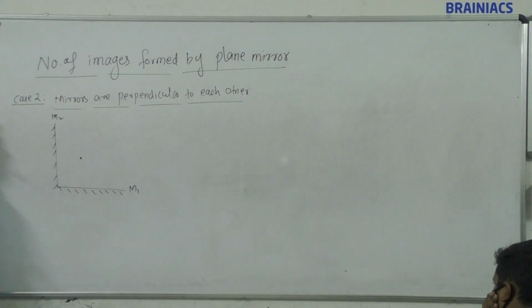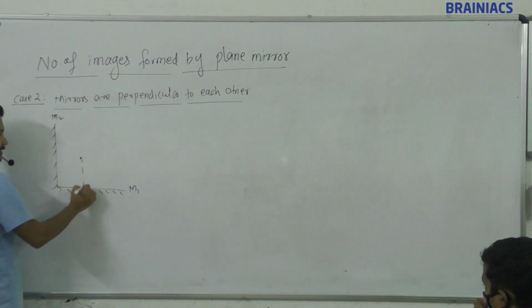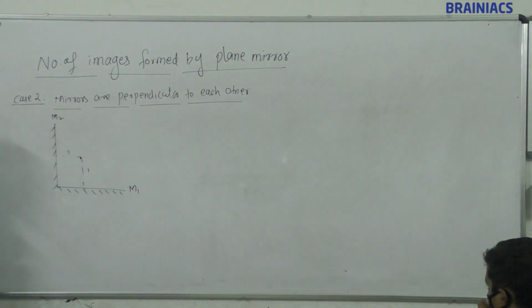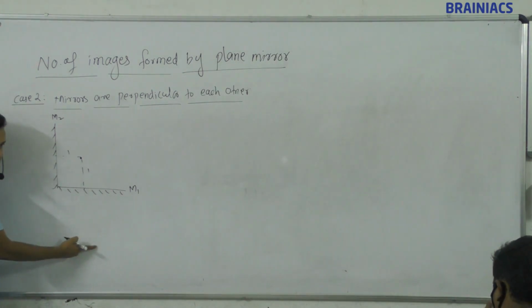What will happen? What have we learned so far? First, an object and an image. Correct? First, we look into the image. Suppose I am assuming the object is at 1 centimeter from here and the image is at 1 centimeter from here. It is just an assumption; you can take any value. So if it is 1 centimeter, I know the image will be somewhere here.